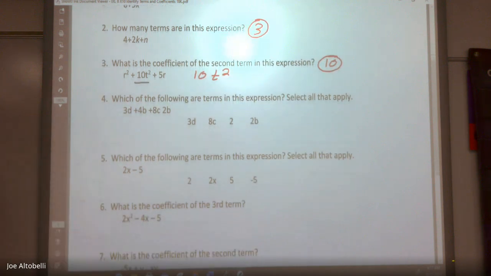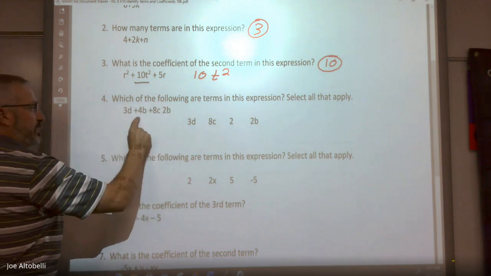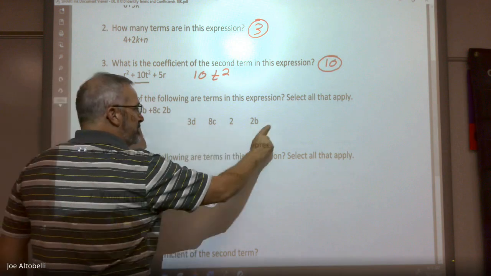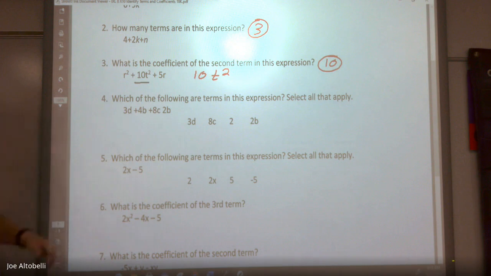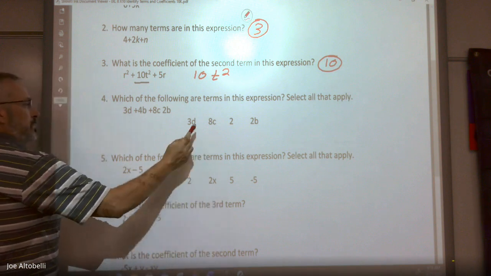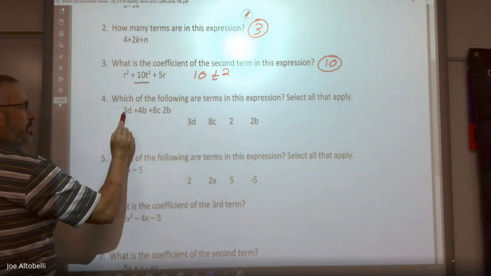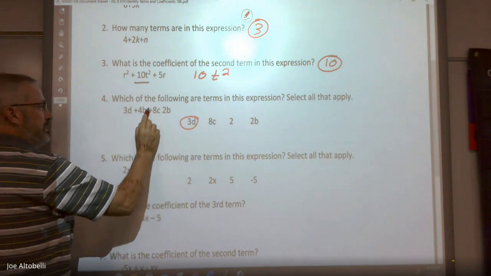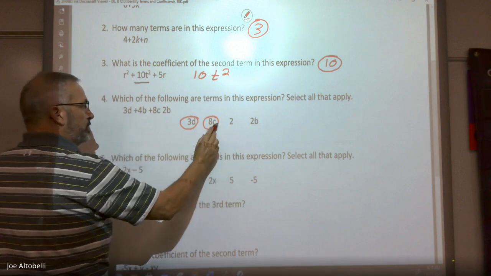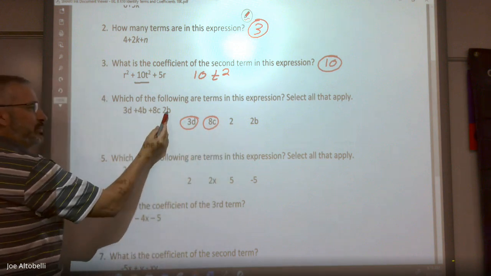Number 4, which of the following are terms in the expression? So you have this expression, and it's asking which of these is a term in this expression. So circle the ones that are terms. Which ones do you think are terms? So when I look at the 3D here, yep, 3D. 8C, do I have an 8C? Yep. 2, do I have a 2? I have a 2B.